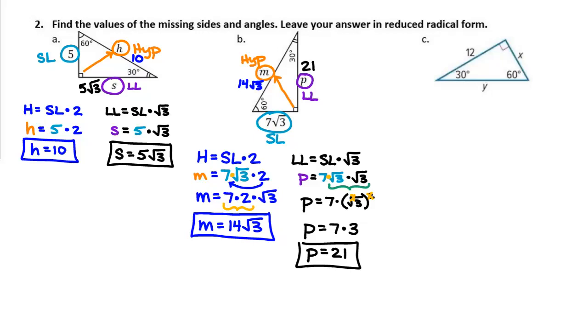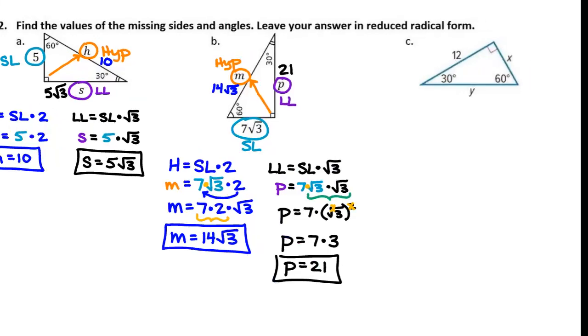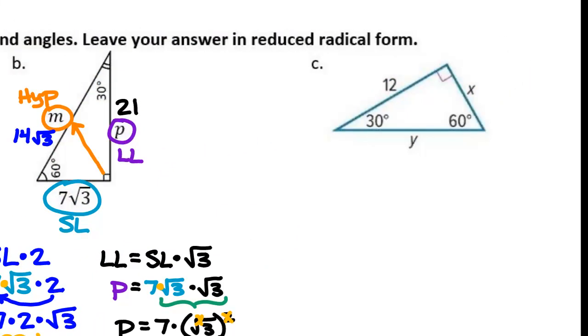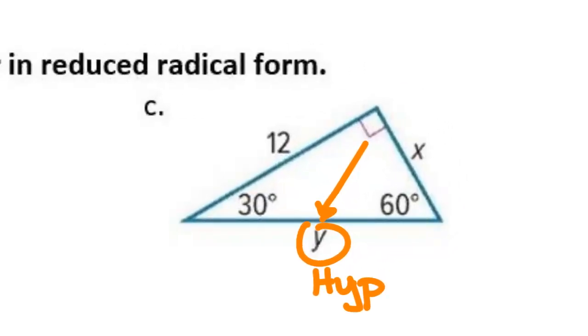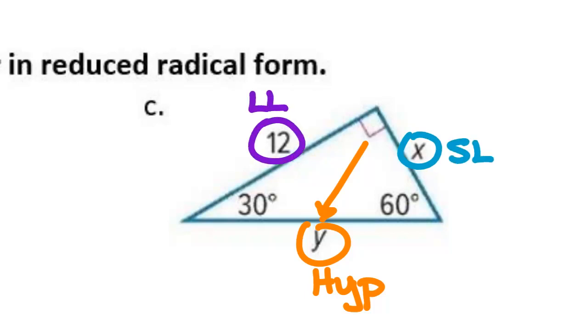Let's do one last problem for today. Part C. Labeling the triangle comes first. We label the hypotenuse first, the longest side. I can always locate the hypotenuse because it is opposite what? The right angle. So what's the hypotenuse on C? Y. What is the short leg? X. Which means 12 is the long leg.